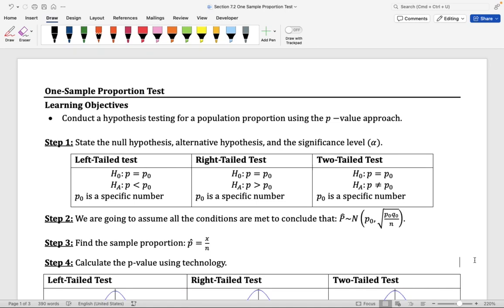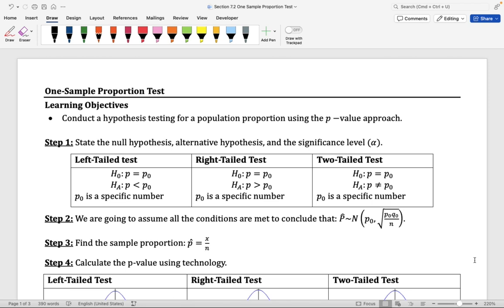In this lesson, we're going to be conducting a hypothesis test for a population proportion using the p-value approach. First, we're going to go through the main steps that you need to take to conduct the hypothesis test. And then we have two examples where we're going to be conducting the hypothesis test.